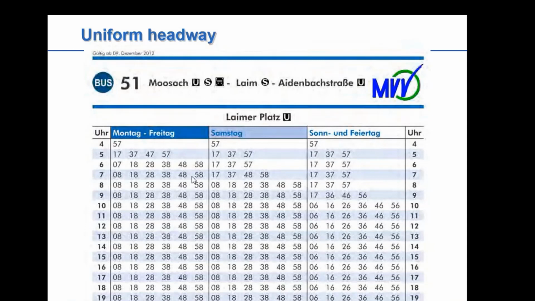On Saturday or Sunday, we have different times. The headway is again every 10 minutes, but here it starts at 11:08, and here it starts at 11:06. So it is very important to provide all this information, and it should be displayed.